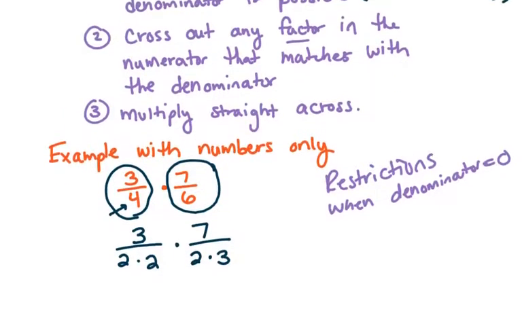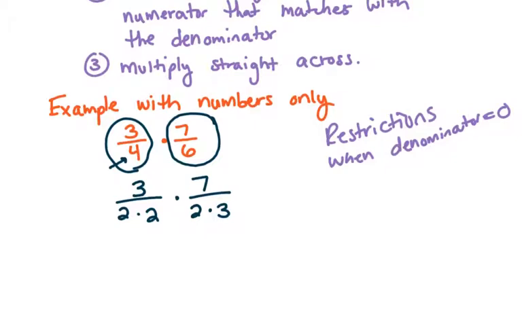My next step is to cross out any factor in the numerator that matches with the denominator, and that could be in either fraction. You'll notice that I have a 3 here in the numerator, and I also have a 3 here in the denominator. Even though they're on opposite fractions, it's okay, you can still cross them out. Now, if there was a plus sign in between the 2 and the 3, I could not cross them out. You can only cross out a factor if it's being separated by multiplication. That's what makes it a factor.